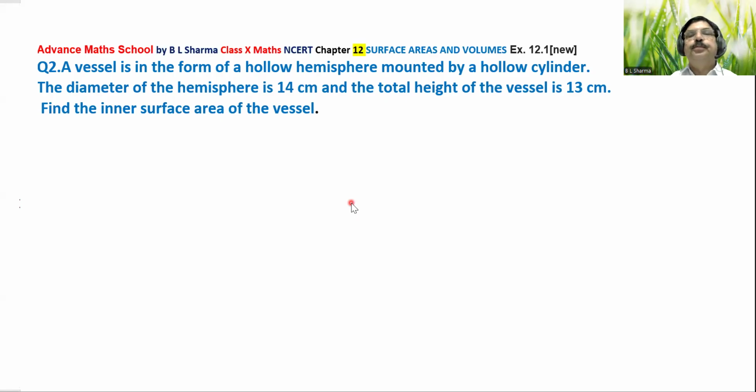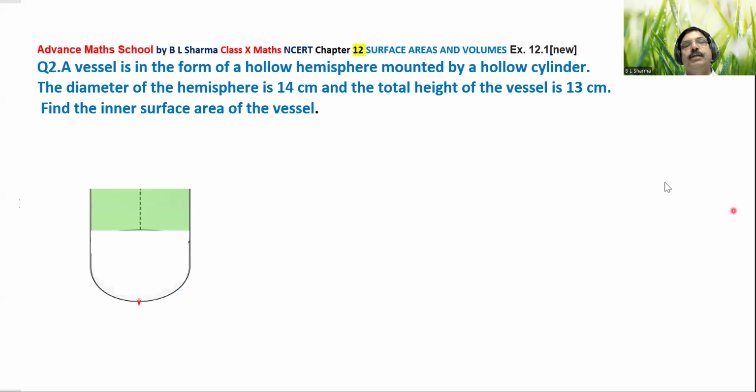Question number 2. A vessel is in the form of a hollow hemisphere mounted by a hollow cylinder. जो खोखला एक हेमिस्फीयर है और होलो एक सिलेंडर है. ये हेमिस्फीयर है, इसका थोड़ा सा सेफ ढंग से नहीं बन पाया. इसके ऊपर माउंट कर रखा है इस सिलेंडर को. देखिए, ये सिलेंडर माउंट किया हमने, ये देखो.